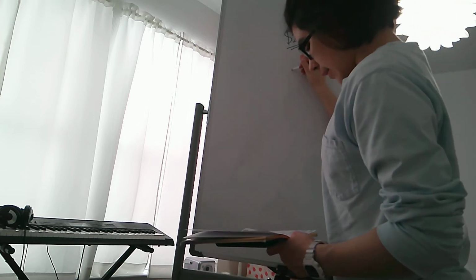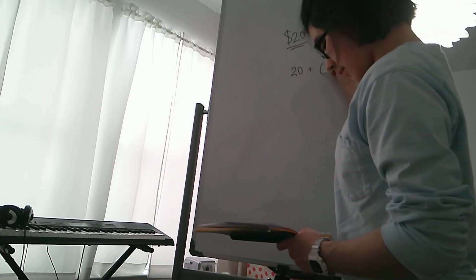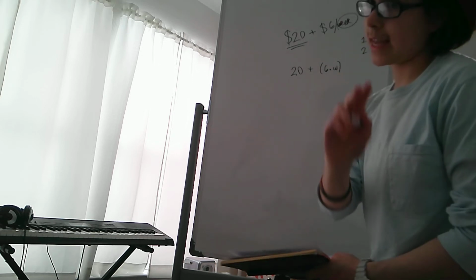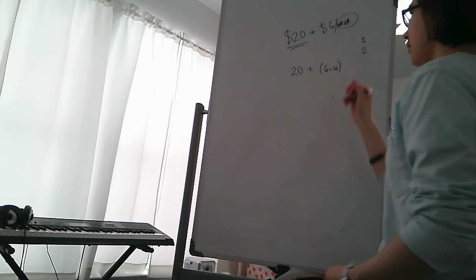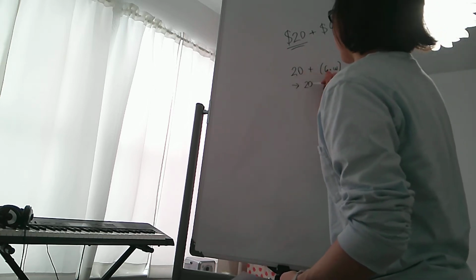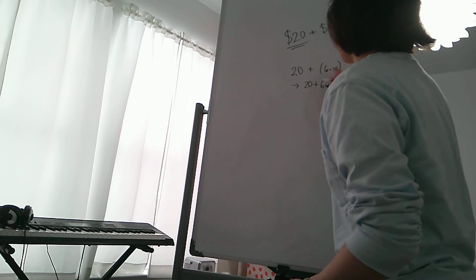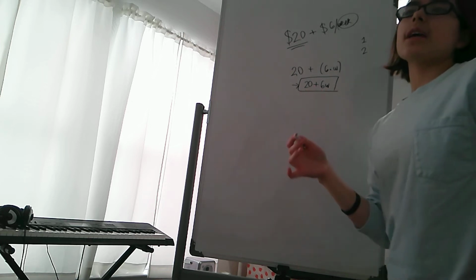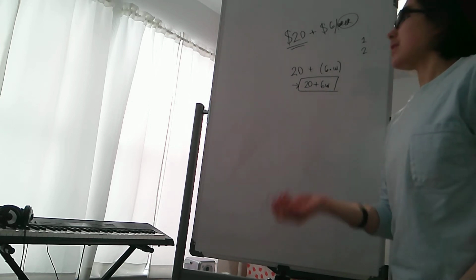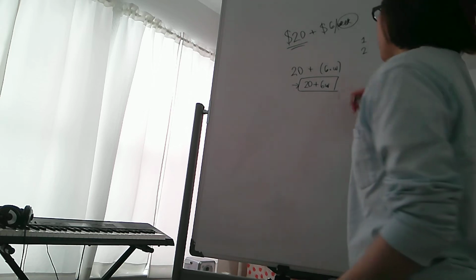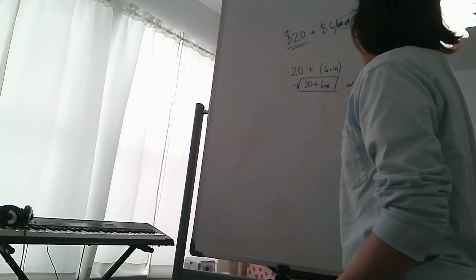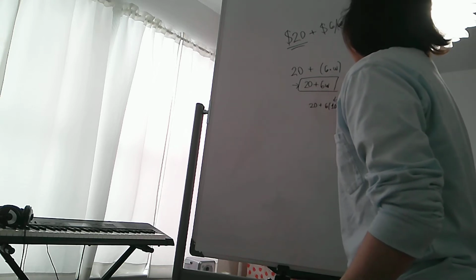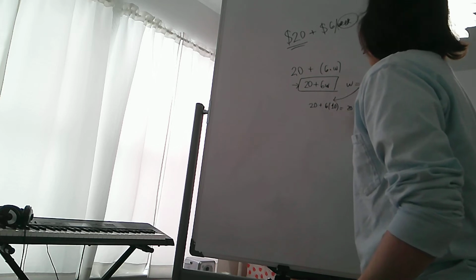Well, we can just write 20 plus 6 times W, where W stands for the number of weeks. So we get 20 plus 6W. That is our algebraic expression to represent how much money. So if someone asked you at 10 weeks, how much money did you save up after 10 weeks? Well, in that case, W would equal 10, so you would just plug that in. 20 plus 6 times 10 is 20 plus 60, and that is 80.